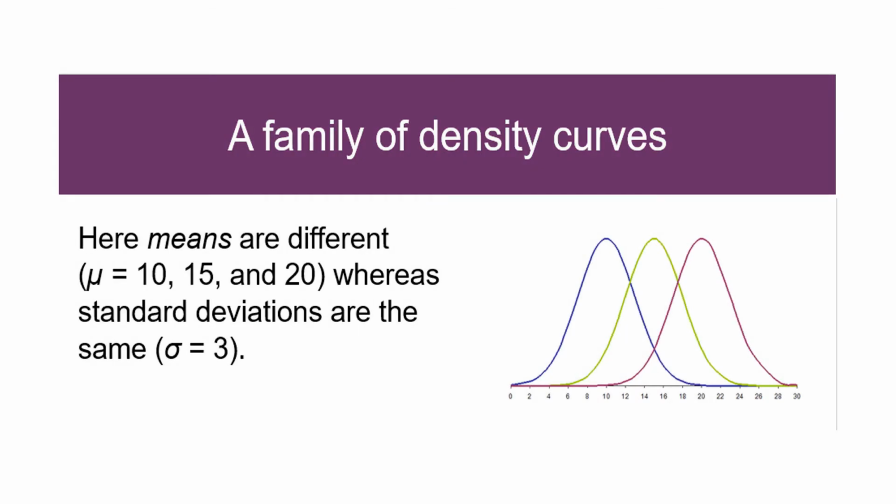And if we have a family of density curves, bell-shaped curves like this, where the shape of the curve is the same but it is shifted, since the mean is the center of the distribution, the mean varies. The mean will be maybe 10 for this one, 15 and 20, but the standard deviation is the same. We can understand this by using some app.